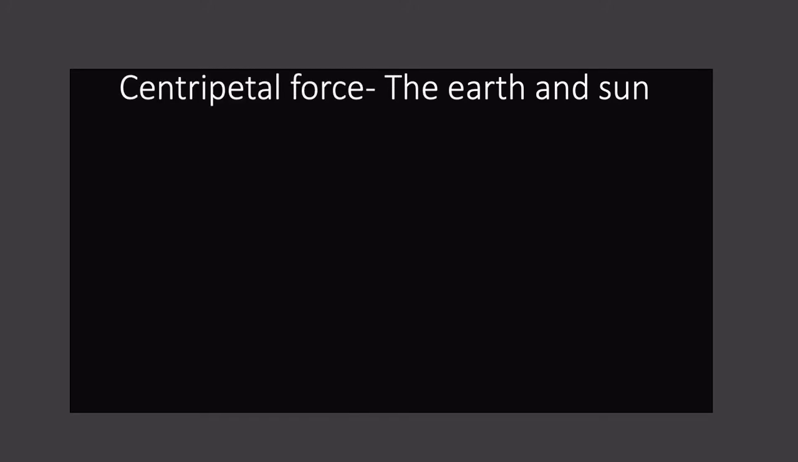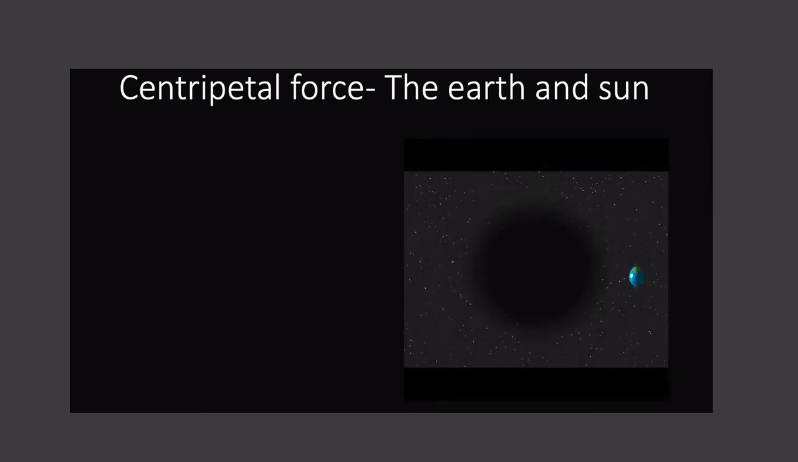Let's discuss some examples of centripetal force. The Earth and Sun, or revolution of Earth around Sun. You know, it will take 365 days to complete one revolution. Then which force is keeping Earth in the same circular track? The answer is gravitational force or gravitational pull by Sun on Earth. So the direction of gravitational pull is towards the center of the circle or towards Sun.